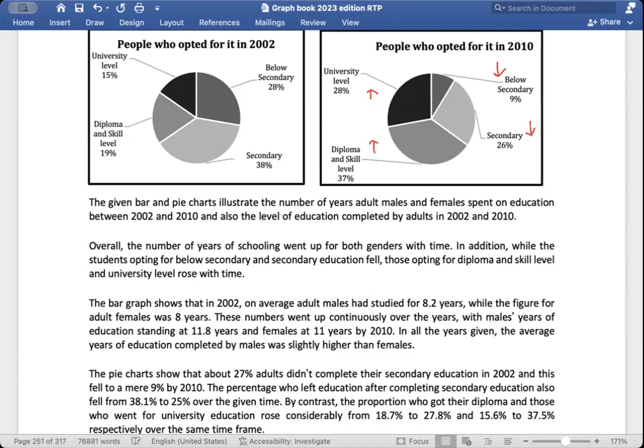Is that sentence clear? Yes, ma'am. Now it is better, right? Better overview than the past overview which I'd written. So here you can make arrows like that and write accordingly.